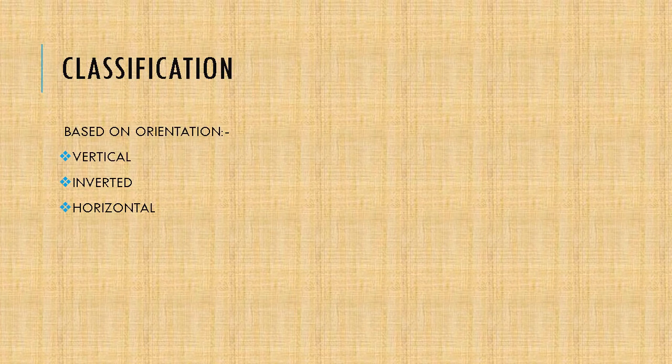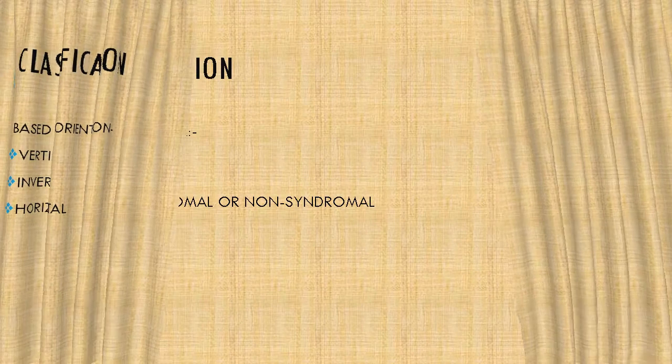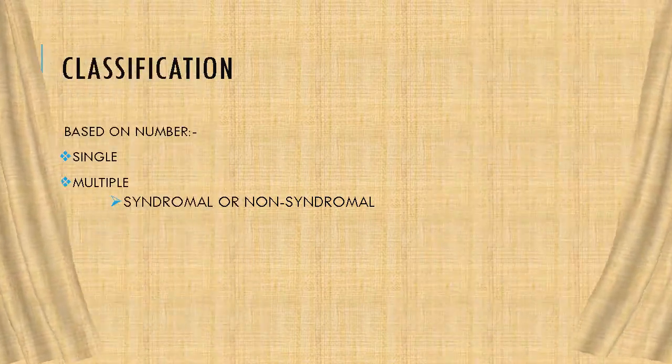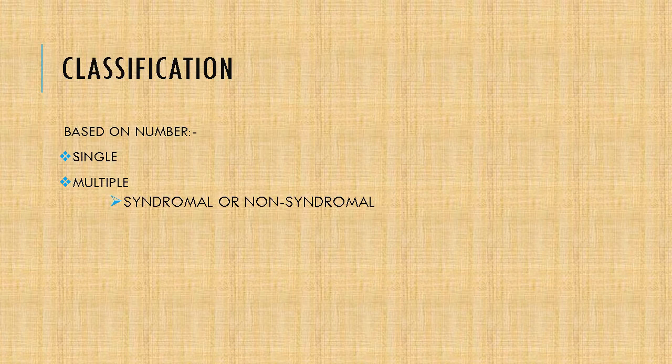And the other classification is orientation within the alveolar bone in the oral cavity, how it is positioned. Either it is positioned vertical or inverted, or it may be horizontal. And we can also classify based on numbers, either single supernumerary teeth or multiple. And multiple is further of two types: either it is associated with a syndrome, or it is not associated with any disease or syndromes, meaning it is an isolated form.